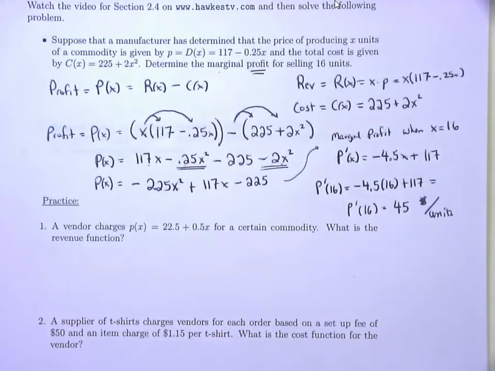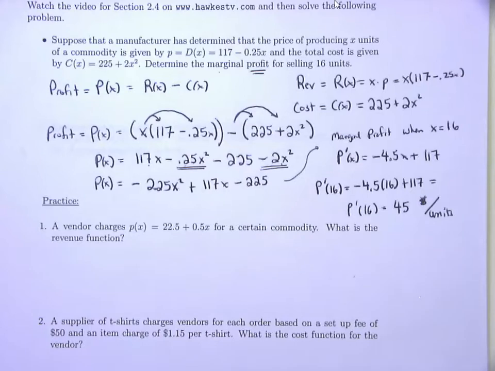Now, from a business perspective, please understand this. In this particular problem, we had our price equation. From that, we multiplied by x, and we got revenue. And the cost equation they gave us, we subtracted it, we cleaned it up, and then we had a profit equation. Then we took the derivative of said profit equation and plugged in 16. And when I did this, I got $45 per unit.